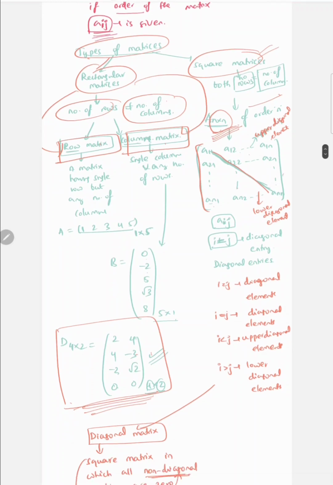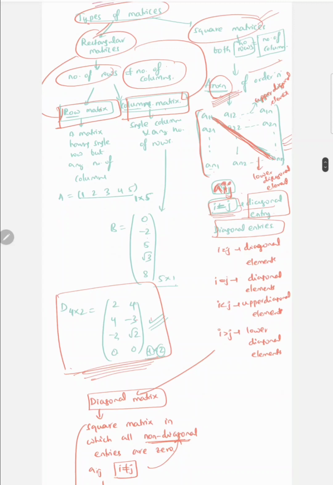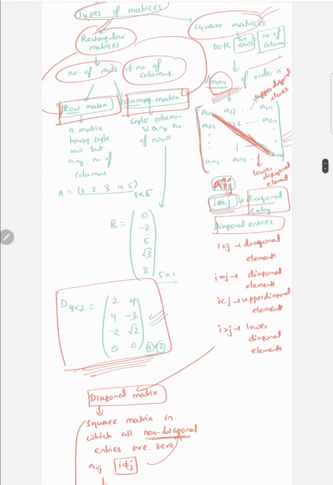Now observing this general matrix, we can draw a diagonal. Along that, suppose we have the element aij in the ith row and jth column. If i is equal to j, then those elements are called diagonal entries or diagonal elements. So along that we can draw a diagonal. These are called diagonal elements.